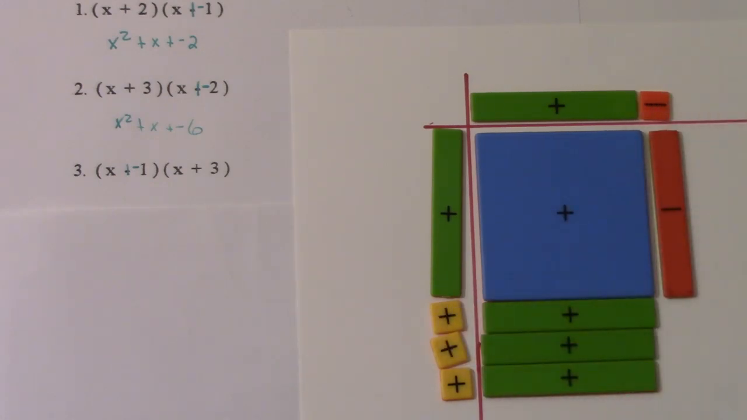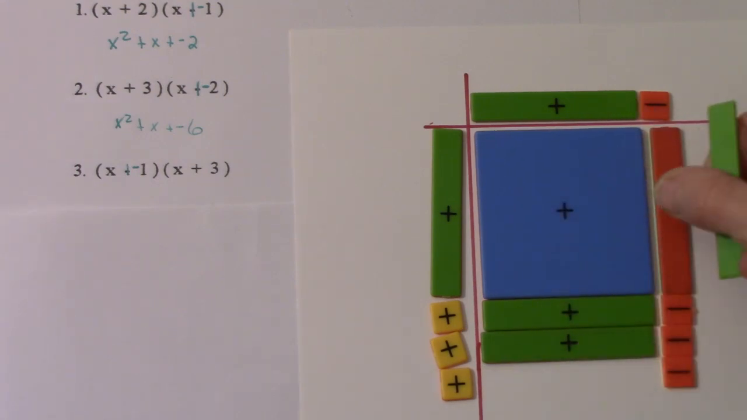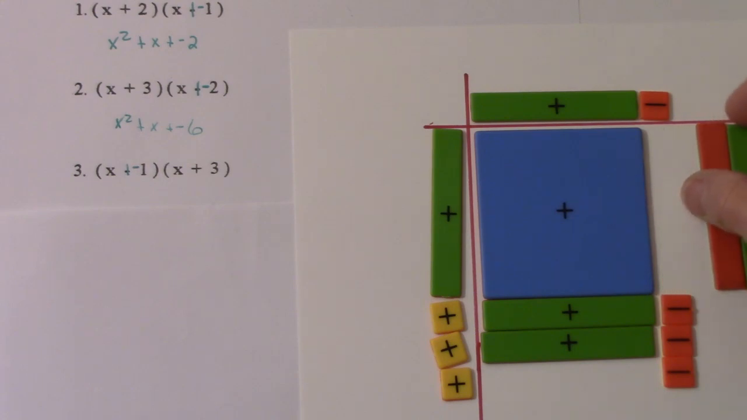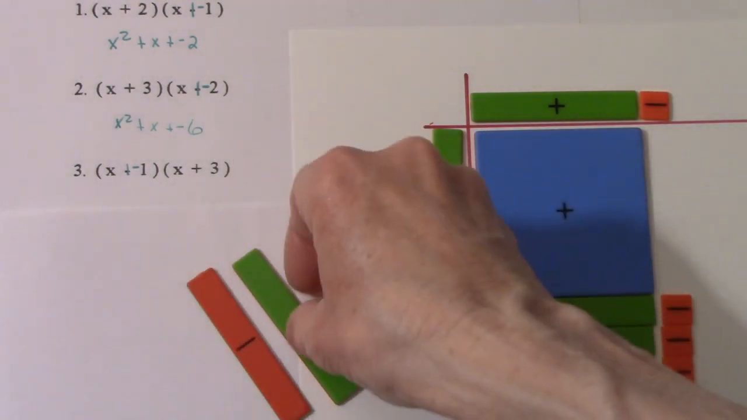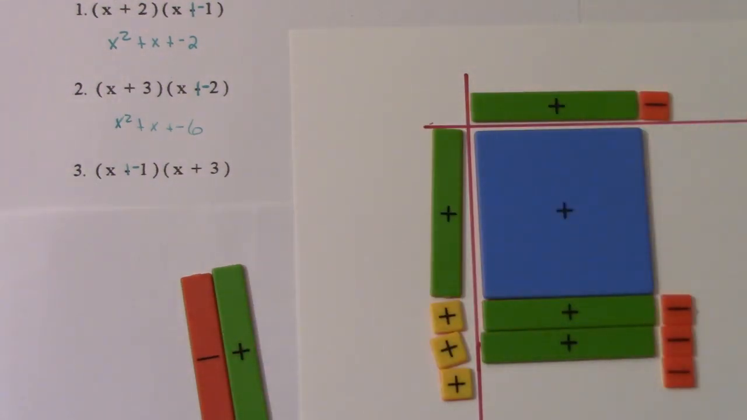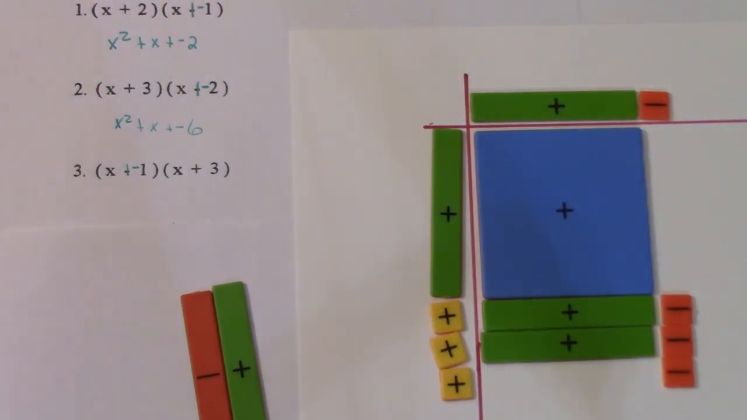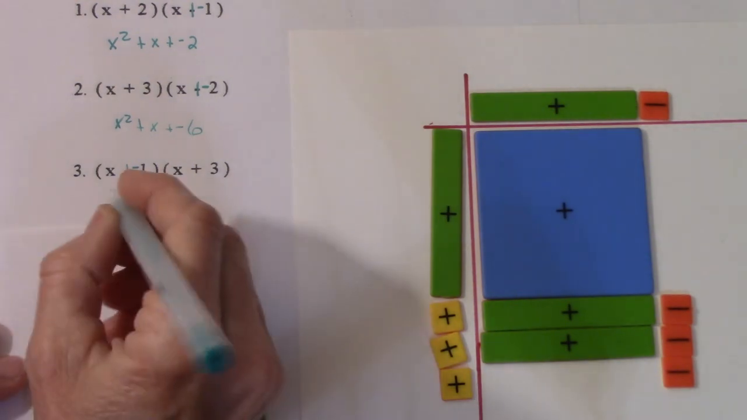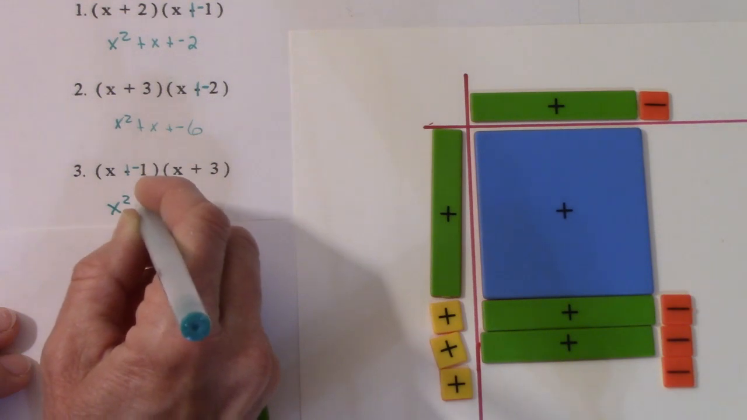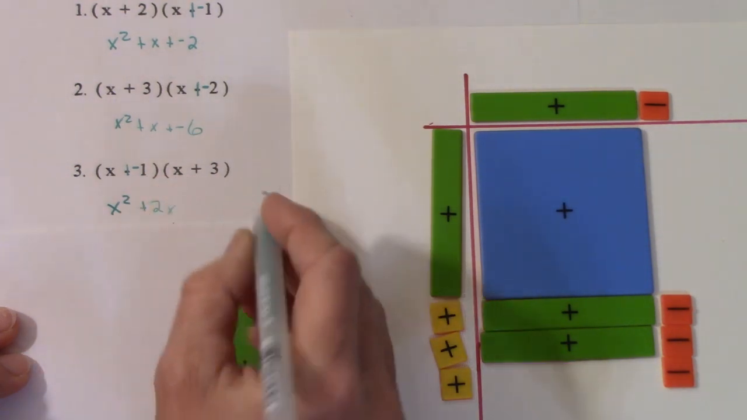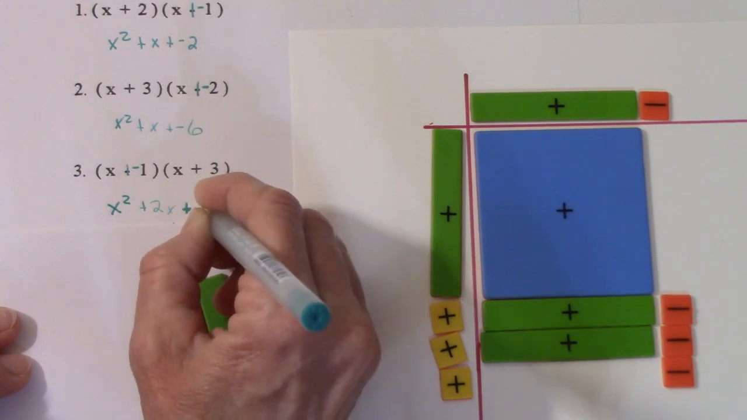And a positive times a negative is negative. Positive times a negative is a negative. And a positive times a negative is a negative. And again, when I look at this, I see that I have a zero pair. This positive x and a negative x give me a zero pair, and I'm left with x squared plus 2x plus -3.